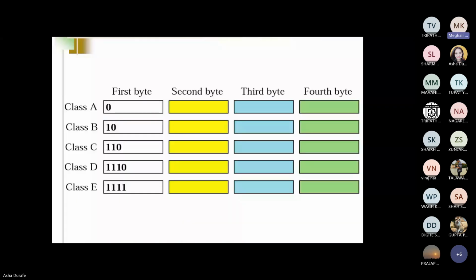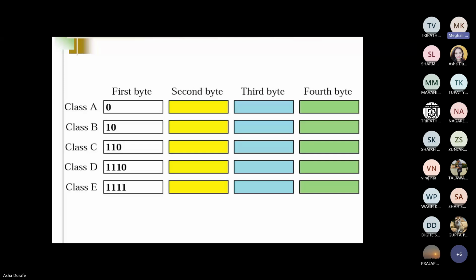Now, how to find the class in binary notation? Here you can see there are 5 classes A, B, C, D, E. You have 4 bytes: first byte, second, third, and fourth, from the left hand side. If your first byte starts with 0 in the binary notation, you have to readily understand that it is a class A address. If the first byte starts with 10, it is a class B address. First byte 110, it should be class C. Similarly, class D will be 1110 and class E will be 4 ones in the first byte.